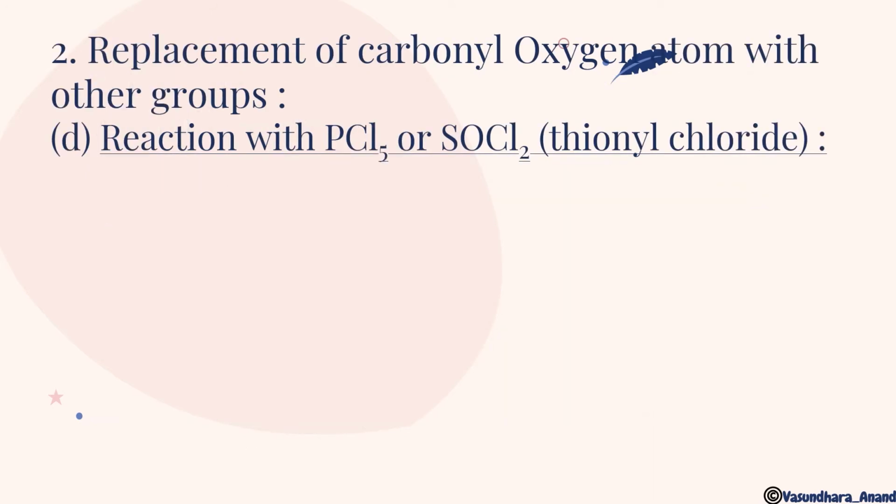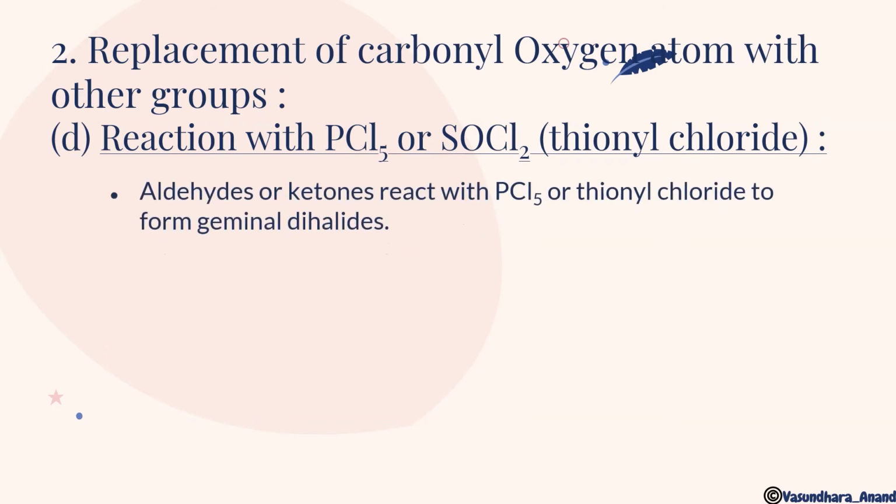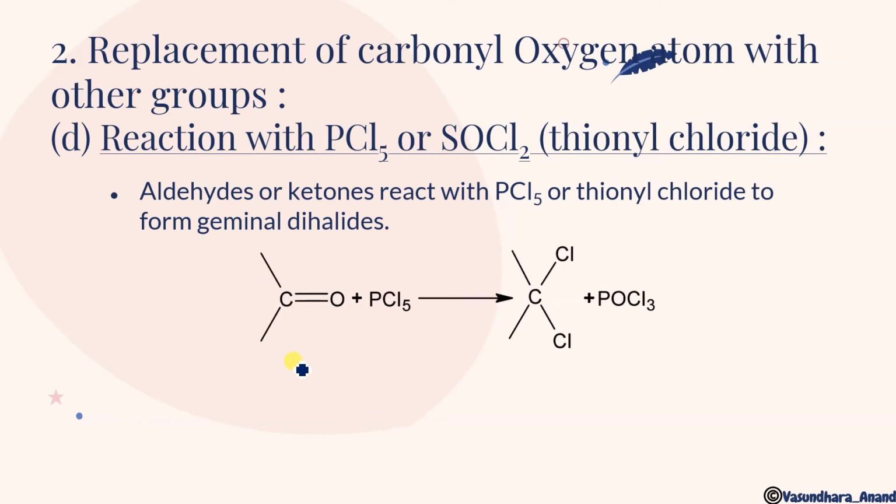Now the next is replacement of carbonyl oxygen atom with other groups. We are going to do this with PCl5 and SOCl2. The same way, whenever PCl5 reacts, we have to take out POCl3. Yes, or with SOCl2, SO2 will come out. So aldehyde and ketones react with PCl5 or thionyl chloride to form geminal dihalide. How? Let's say geminal means the same carbon will attach to the two halogens. So this is PCl5.